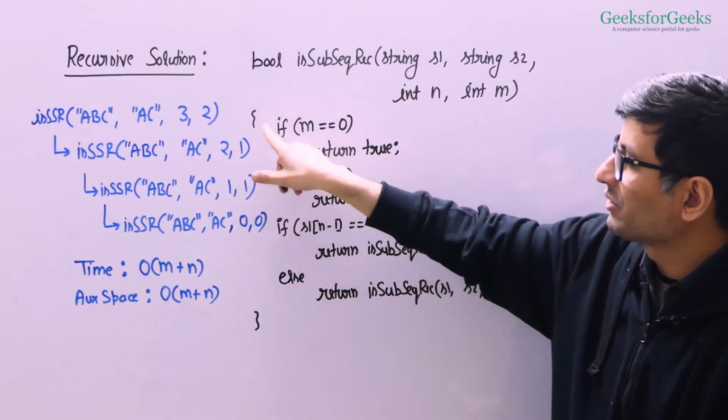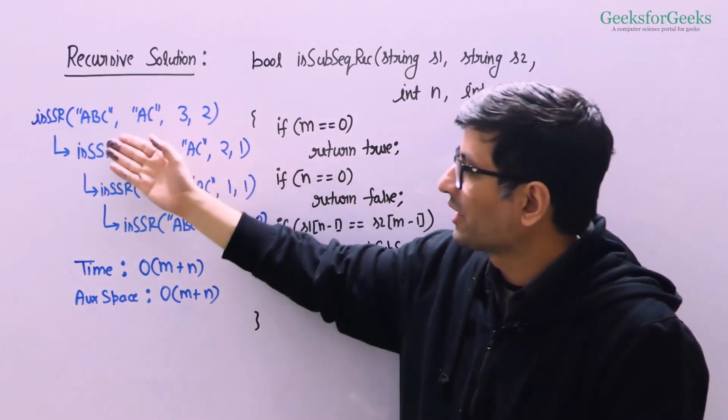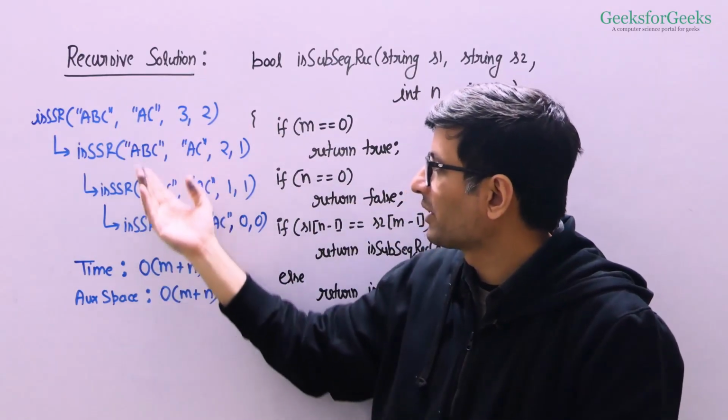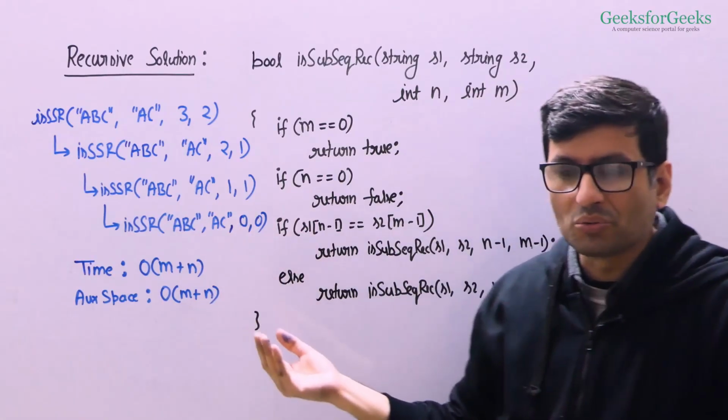See, the order is important. If I put n equal to 0 at the top, then it might give you incorrect results. For example, it will give you incorrect results for this example itself. Both of them become 0 here and we should be returning true.